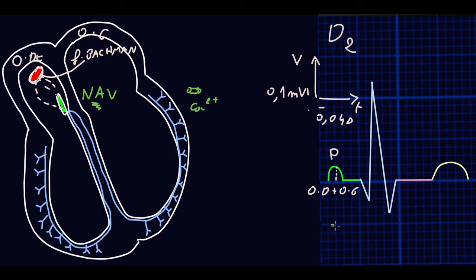This slowdown of the AV node is also recorded in the ECG. It is the PR interval. It should not be more than one big square.